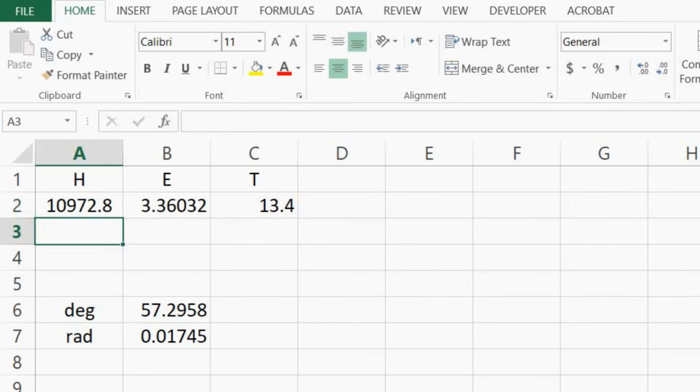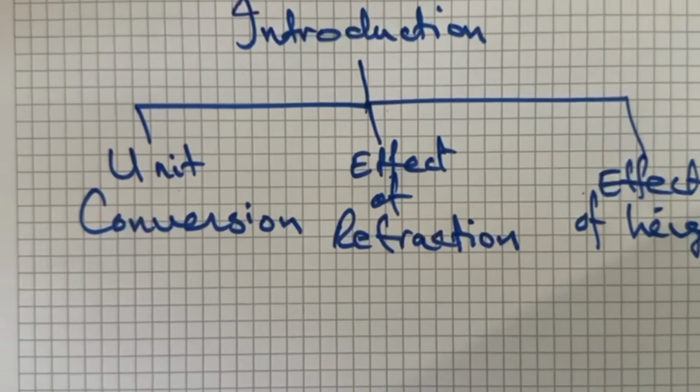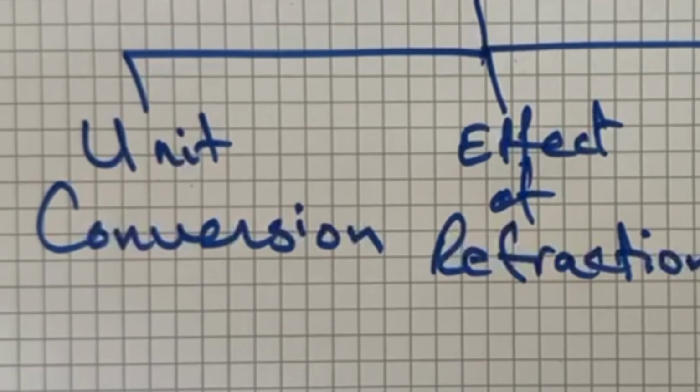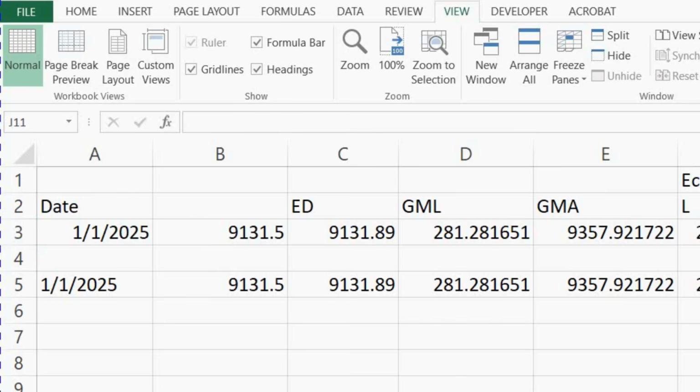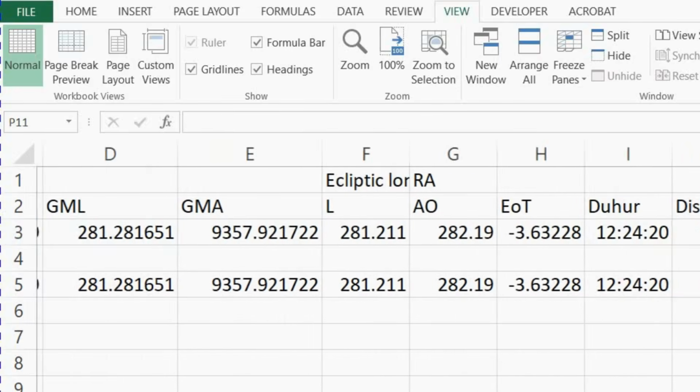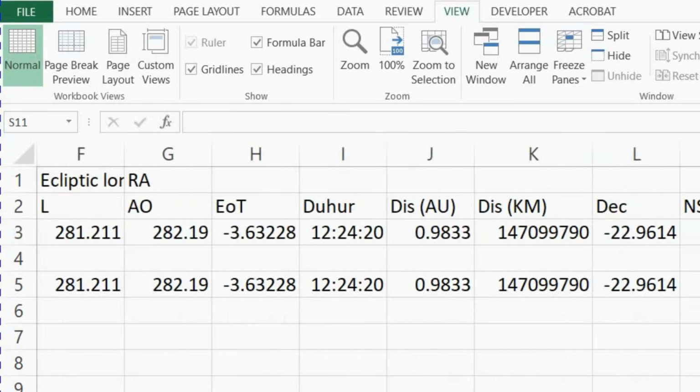In summary, in this episode we have explored essential astronomical calculations from unit conversions to the effects of atmospheric refraction and the effects of height. Starting from next episode, we'll start the actual calculations of prayer times.